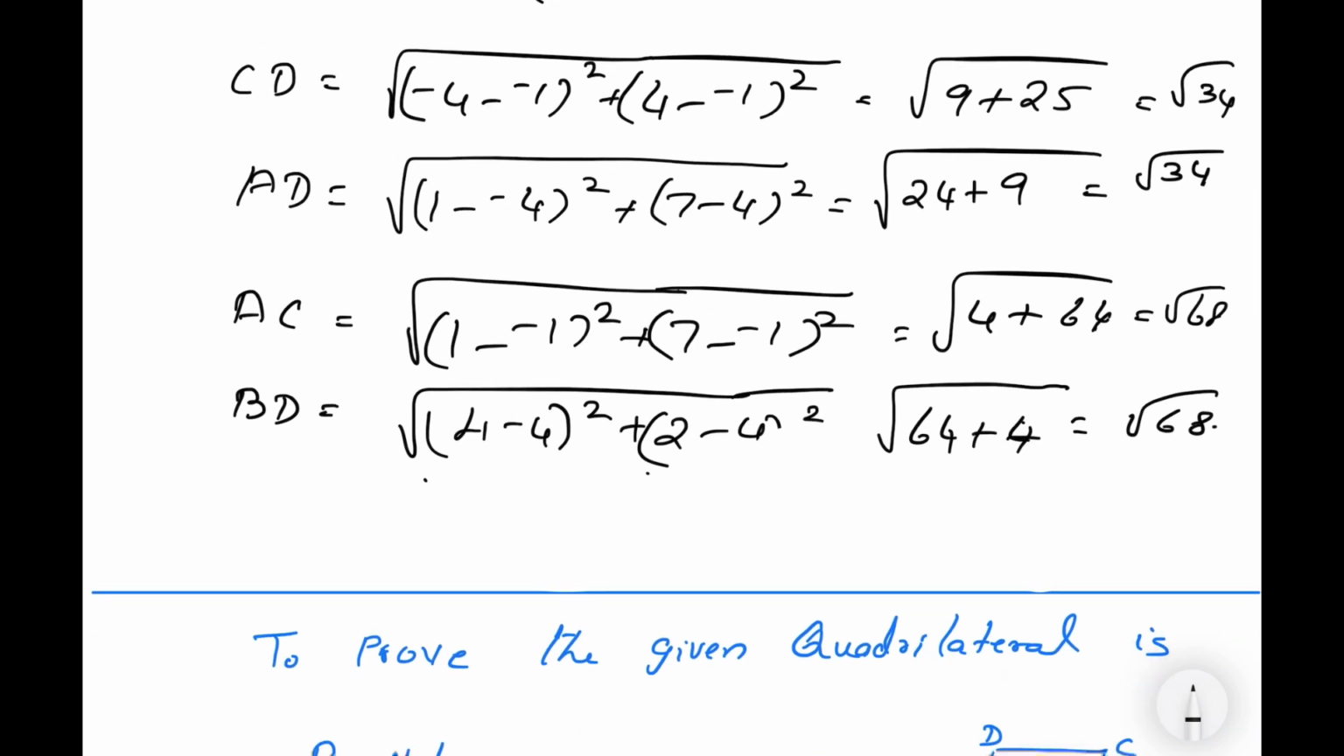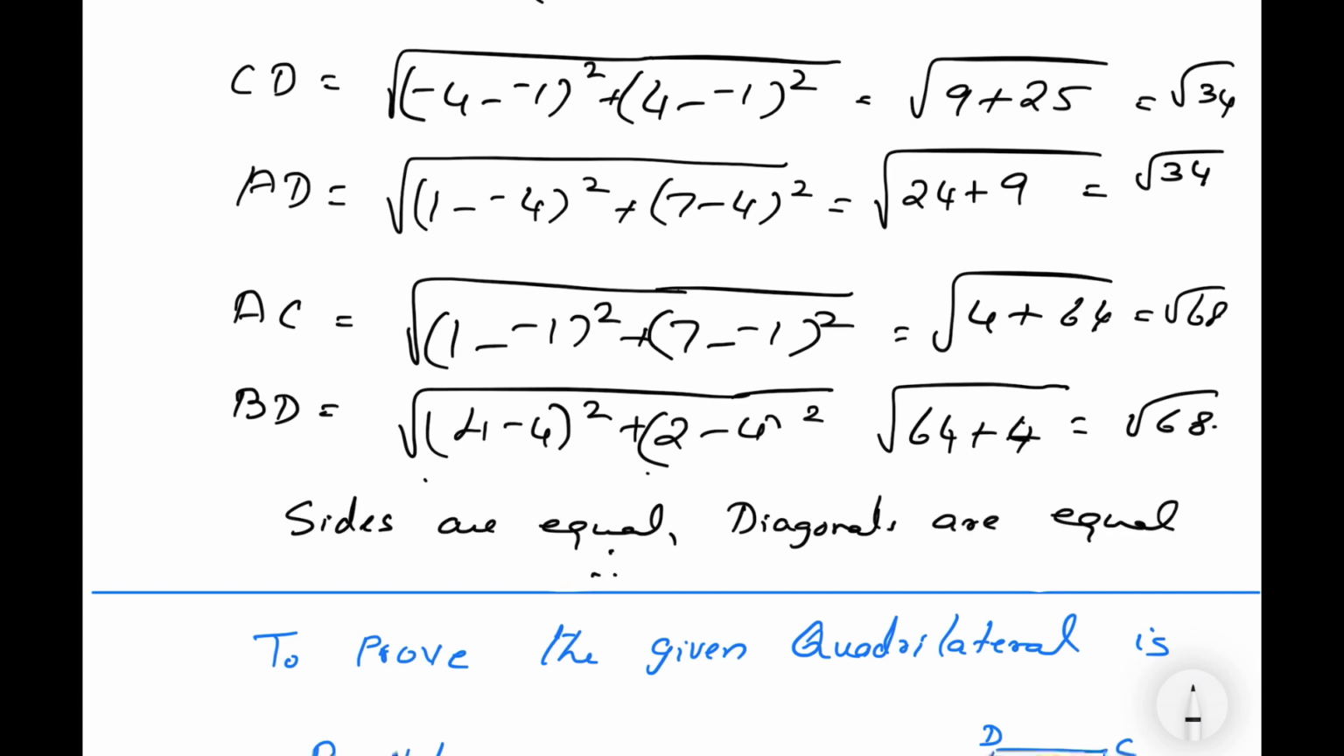So you can say all the sides are equal, diagonals are equal, therefore it is a square. ABCD is a square.